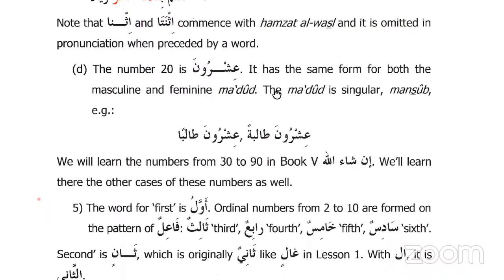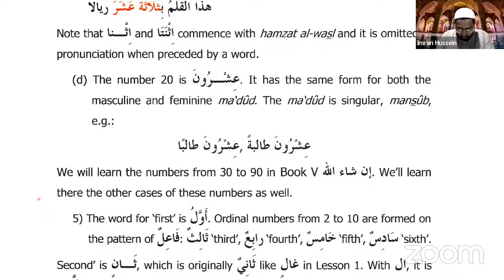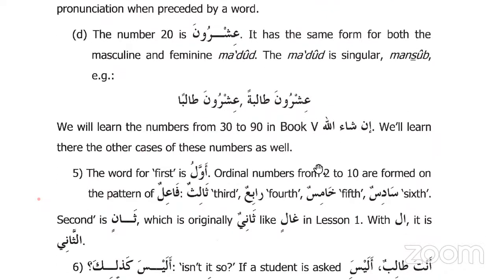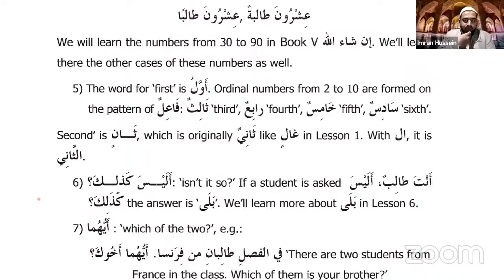Note that ithnan and ithnatan commence with hamzat al-wasl and it is omitted in pronunciation when preceded by a verb. The number 20 is ishrun. It has the same form for both the masculine and feminine madud. The madud is singular mansub. Example, ishruna talibatan, ishruna taliban. We will learn the numbers from 30 to 90 in book 5. Insha'Allah, we will learn the other cases of numbers as well.